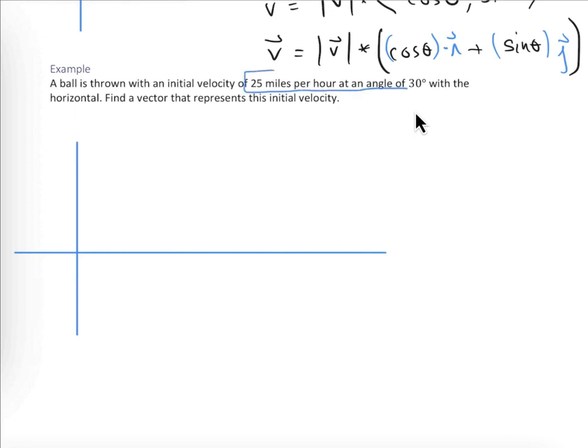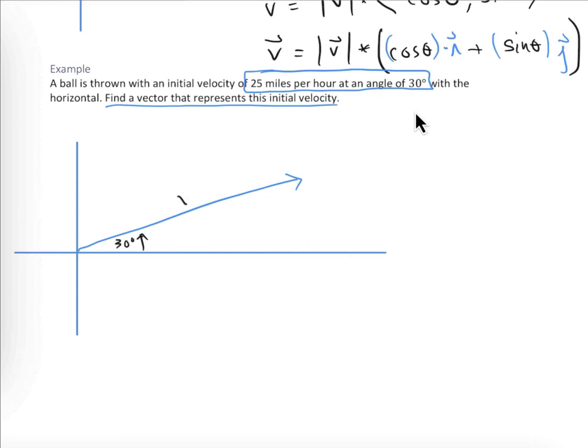So we've been given the velocity, which can be represented by the magnitude of a vector, and we've been given the angle at which the ball is thrown. We want to find a vector that represents that initial velocity. So at an angle of 30 degrees, we're going to have something that's kind of small. Let's just make it look like this so that our angle is 30 degrees here.